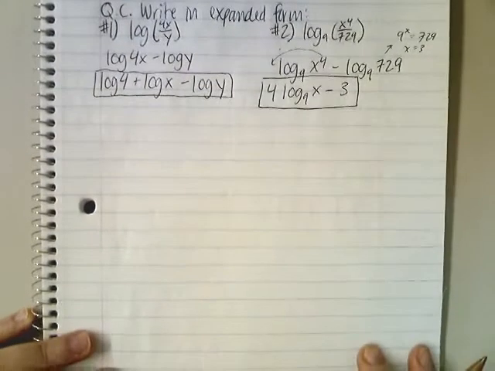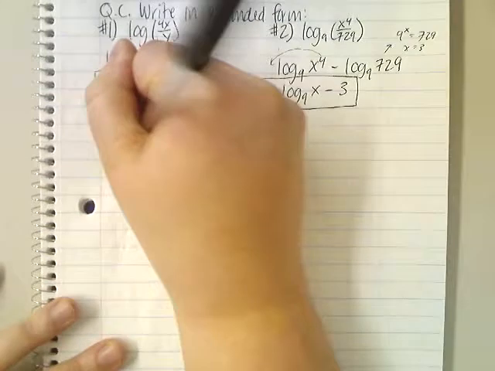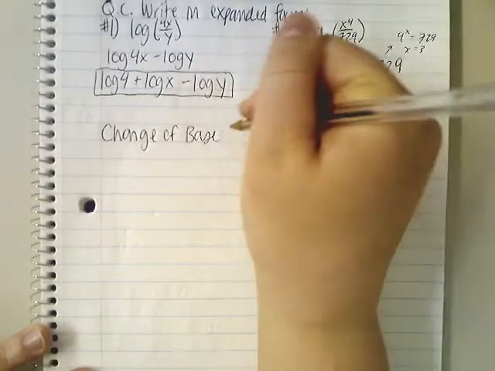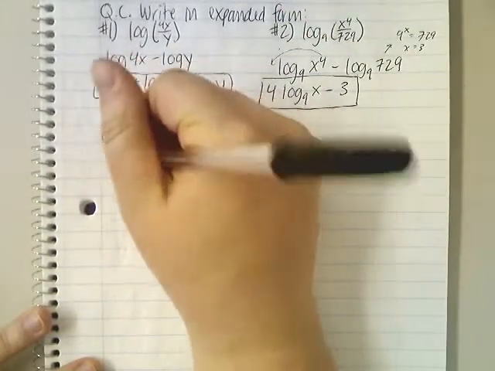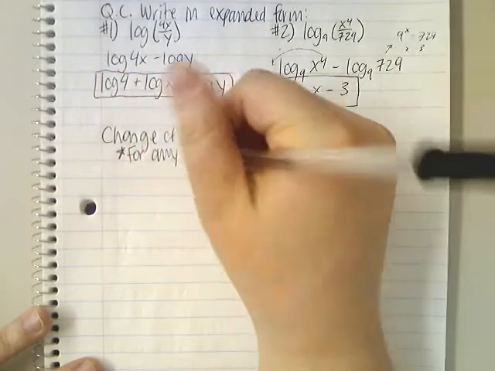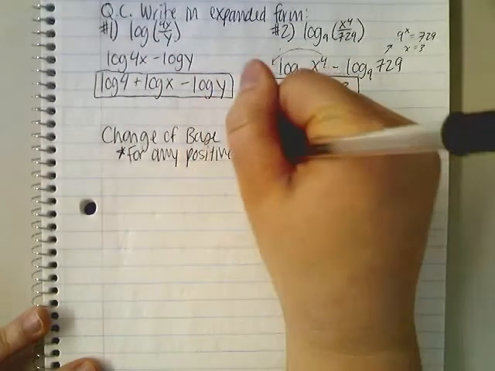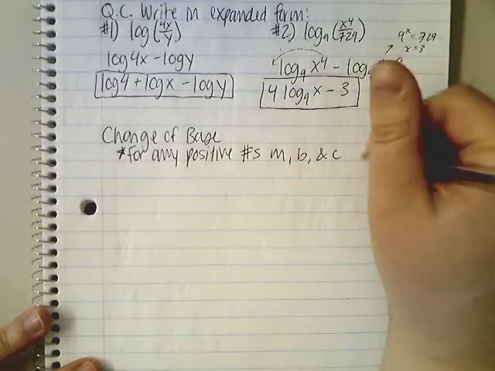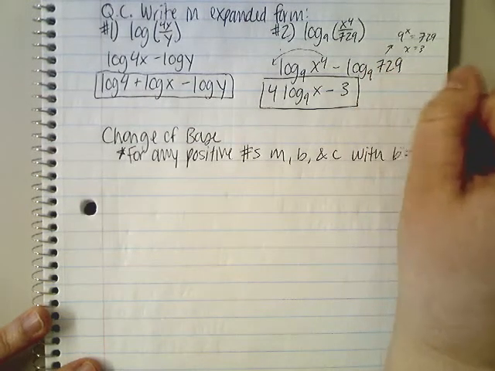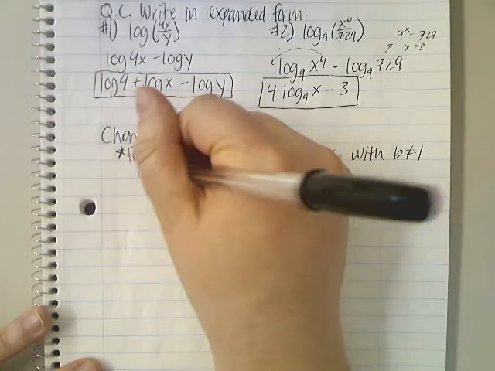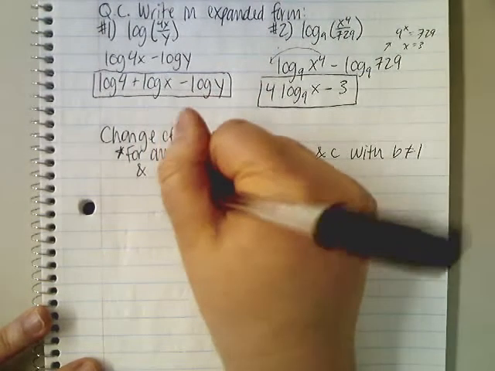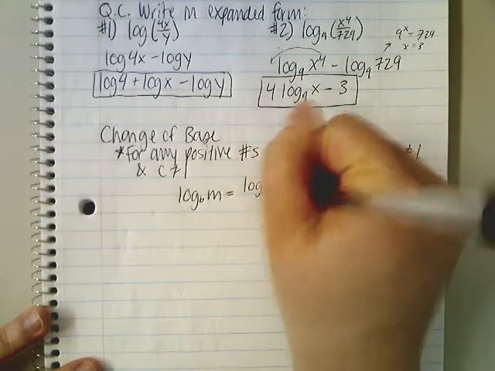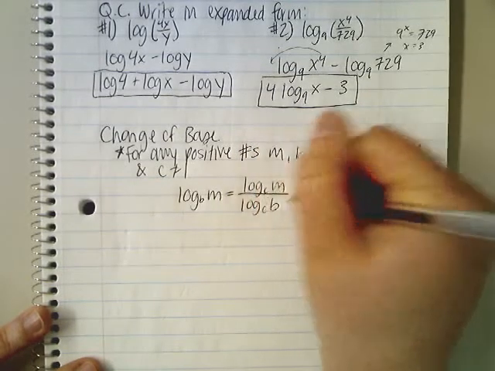There's one last thing I want to go over for these notes, and it's the change of base formula. So, change of base. The general formula for this is, for any positive numbers m, b, and c, with a value of b that does not equal 1 and a value for c that does not equal 1, then I can say log base b of m is equal to log base c of m divided by log base c of b.